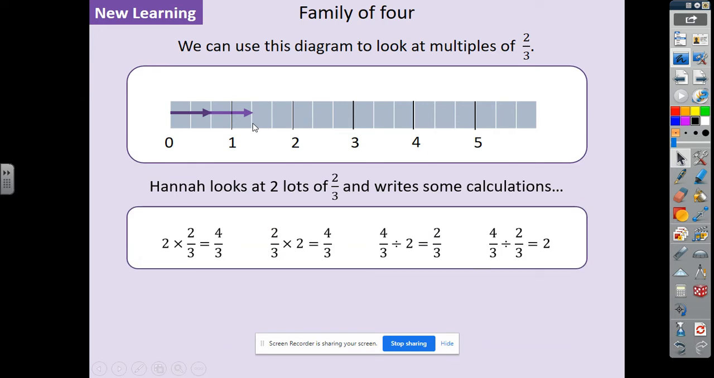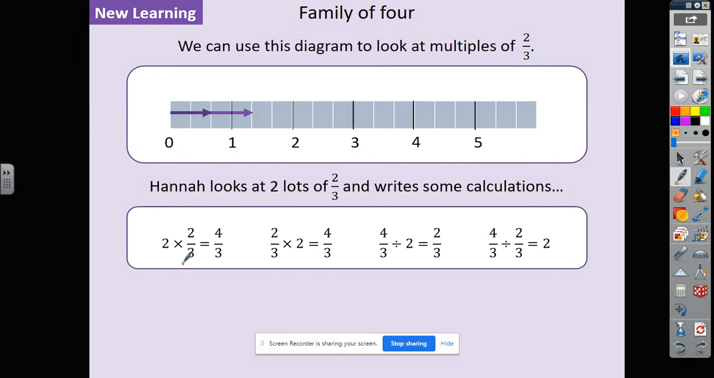So we can see here, I've got lots of different calculations. Where have these all come from? The first one is saying, well, 2 times 2/3 is equal to 4/3, which is one that we were already looking at. So what have I done with this second one here? 2/3 times 2 is also equal to 4/3.